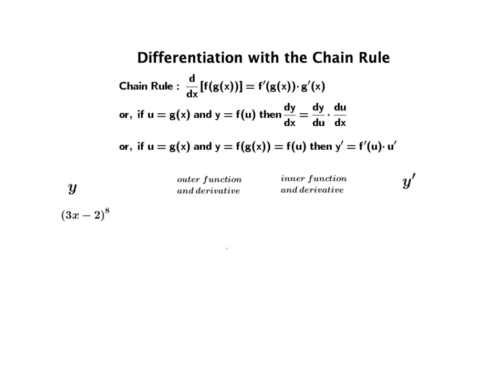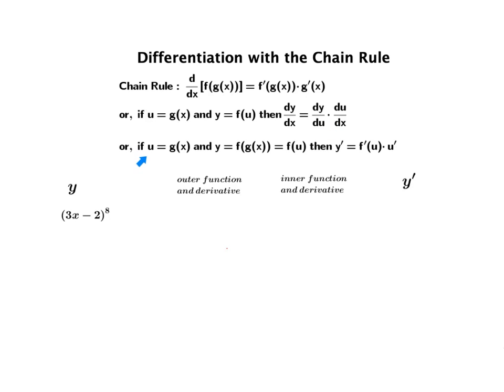A couple of other ways that you'll see these written is that you'll see g of x defined as u, and then y, or f of x, defined as f of u. So the derivative of y in that case with respect to x is going to be the derivative of y with respect to the inner function times the derivative of the inner function with respect to x.